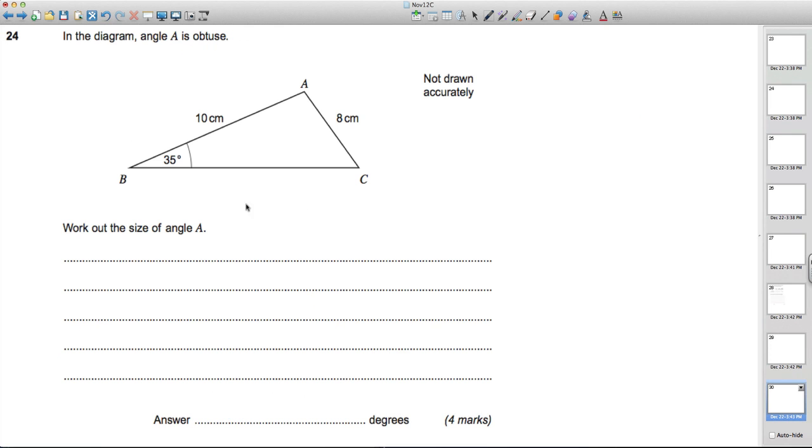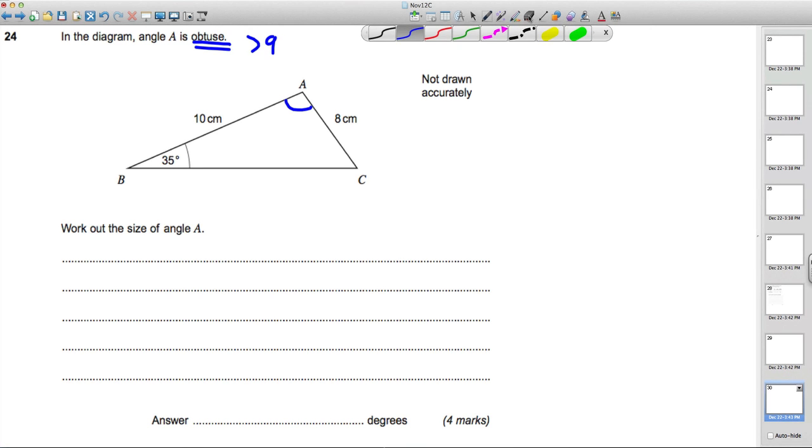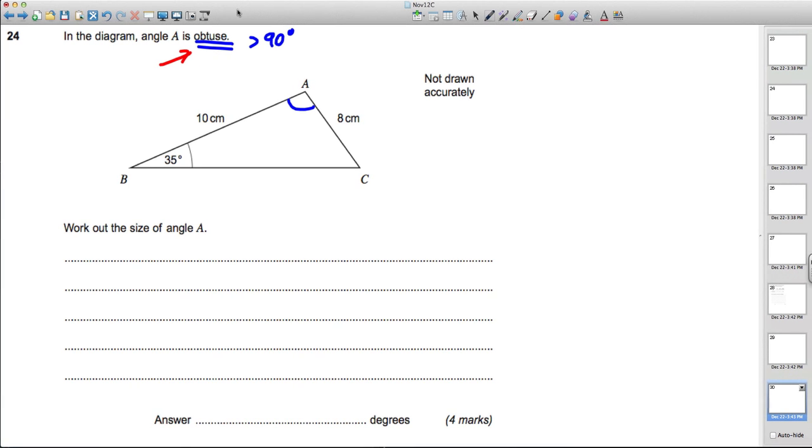Okay, next question. In the diagram, angle A is obtuse. Obtuse, remember, means bigger than 90 degrees. Work out the size of angle A. Now, this is clearly a non-right angle triangle. You know that because you're told it's obtuse. So therefore, you are encouraged to use the sine rule or the cosine rule. The question is, which one do you use?